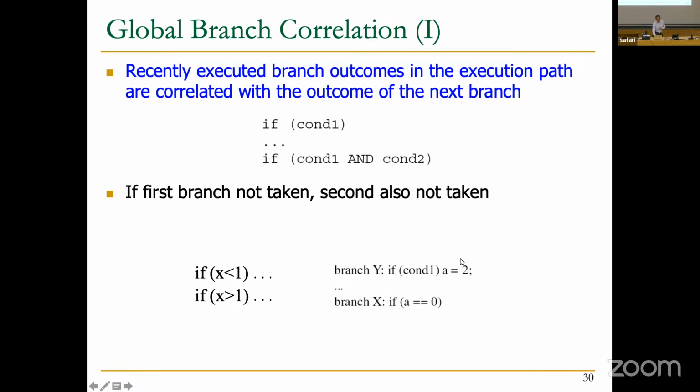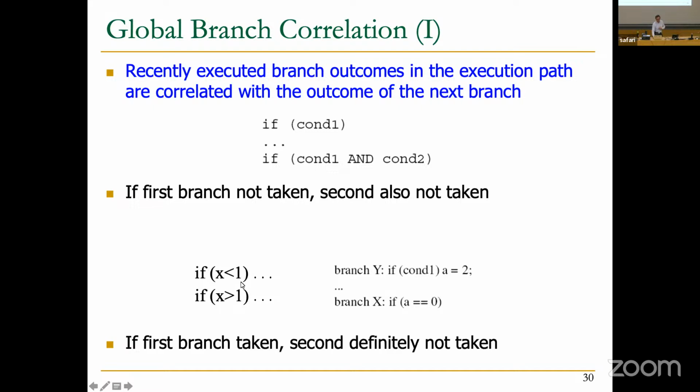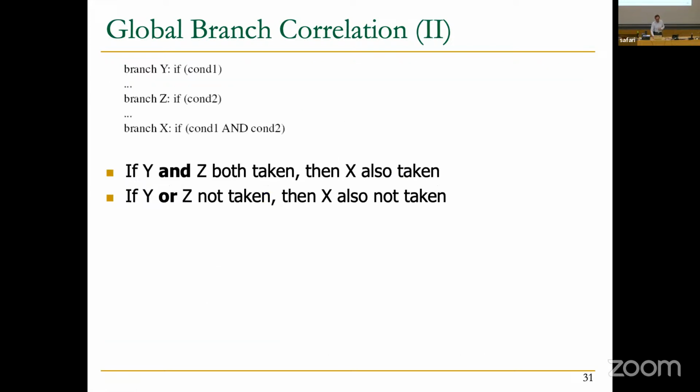If condition 1 is true, we set a to 2. And the other branch is testing whether a is equal to 0. So if this branch is taken, this is not taken. That's true for this one also, right? So both of these cases, if the first branch is taken, the second is definitely not taken. So again, whenever you're doing this prediction, you'd better look at this correlation.